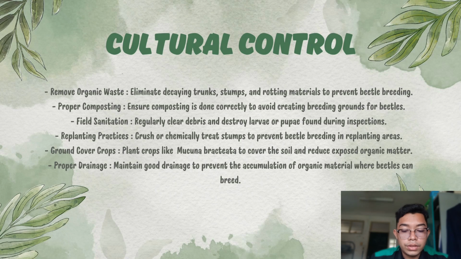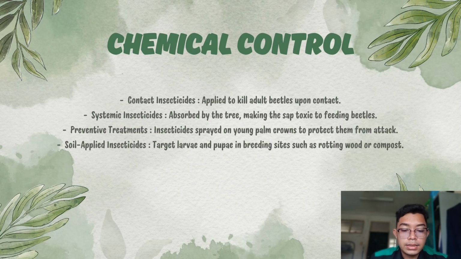Ground cover crop. Plant cover crops like Mucuna bracteata to cover the soil and reduce exposed organic matter. Proper drainage. Maintain good drainage to prevent the accumulation of organic material where beetles can breed. Chemical control. Contact insecticide is applied to kill adult beetles upon contact. Systemic insecticide is absorbed by the tree, making the sap toxic to feeding beetles.